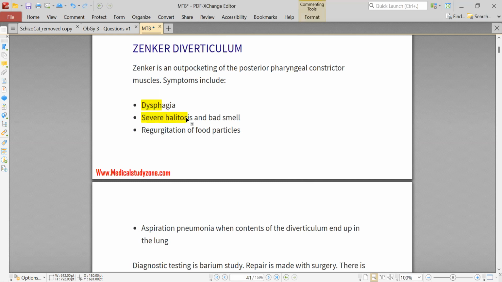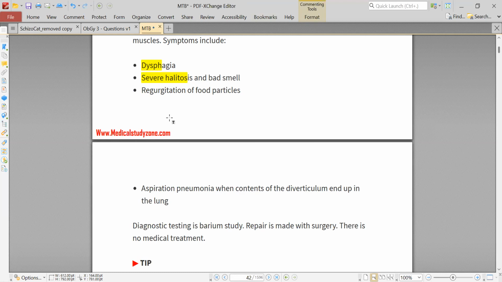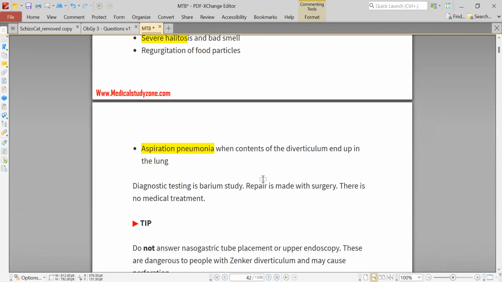swallowing, and severe halitosis, the bad smell is there. Regurgitation of food particles at night will happen. So at night the patient will likely sit up, with a severe bad smell from the mouth. The patient can also have aspiration pneumonitis when the contents of the diverticulum end up in the lungs.